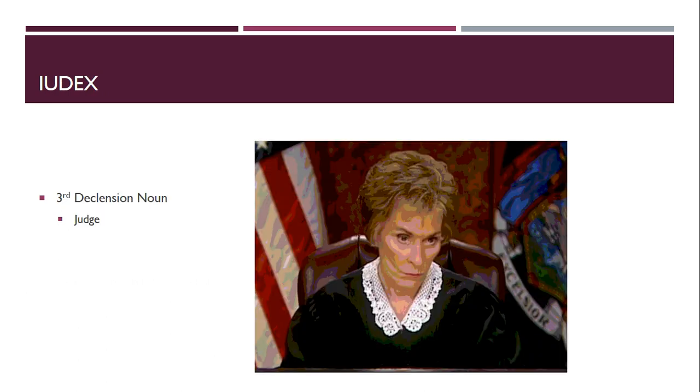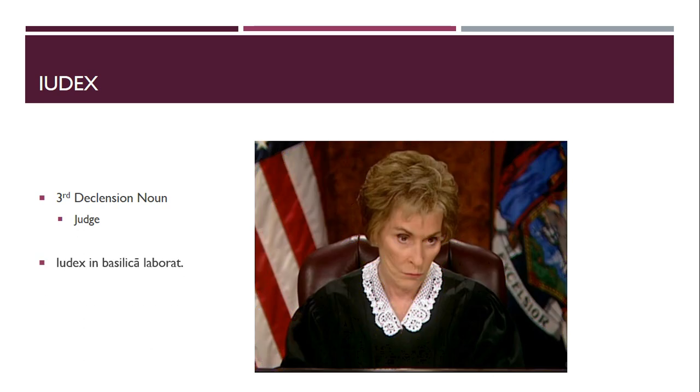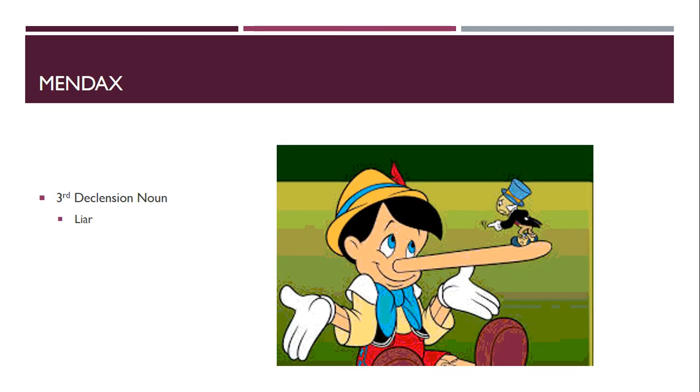Iudex is a third declension noun meaning judge. So iudex in basilica laborat. The judge is working in the basilica. Mendax is a third declension noun meaning liar. So in the picture, Pinocchio es mendax, and then in our story, Hermogenes es mendax. Both mean Pinocchio is a liar or Hermogenes is a liar.